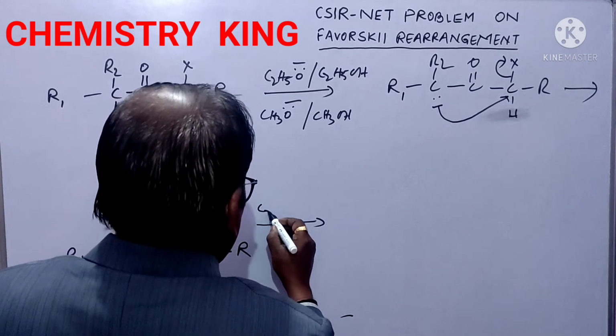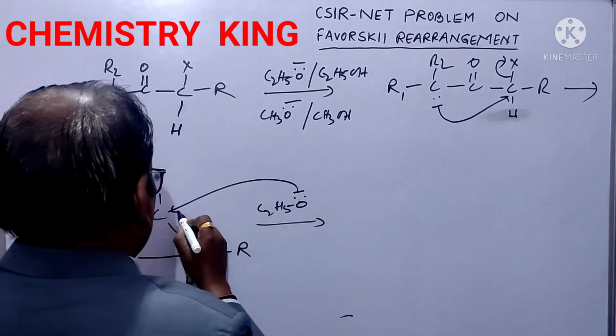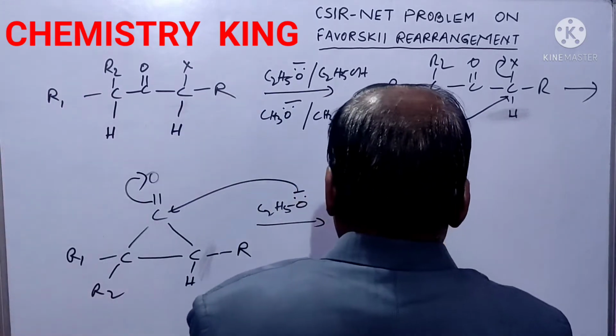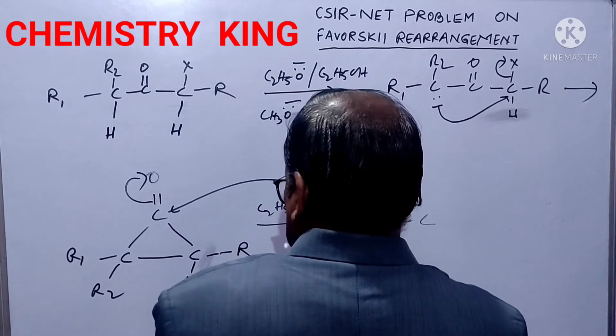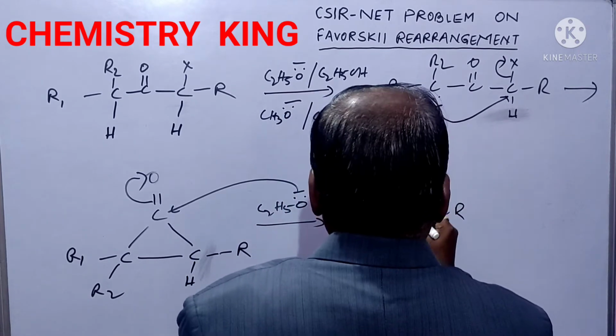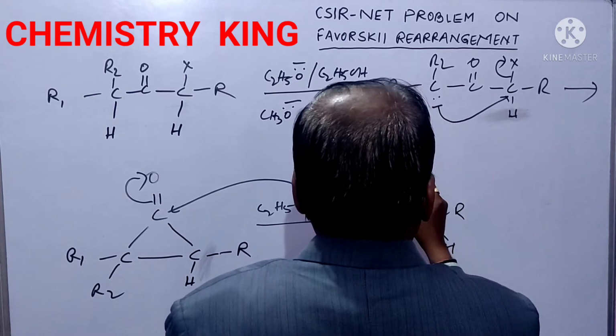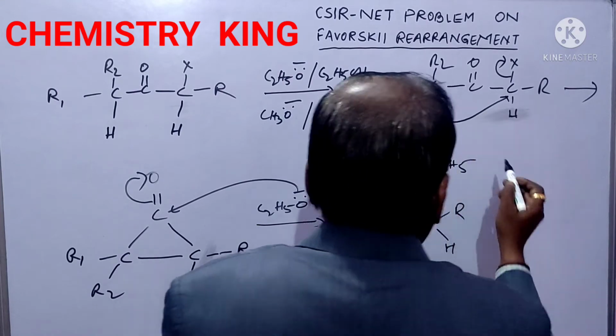Now, ethoxide ion will attack at this carbon and you will get R1, R2, R H, C, O minus, OC2H5. Okay.